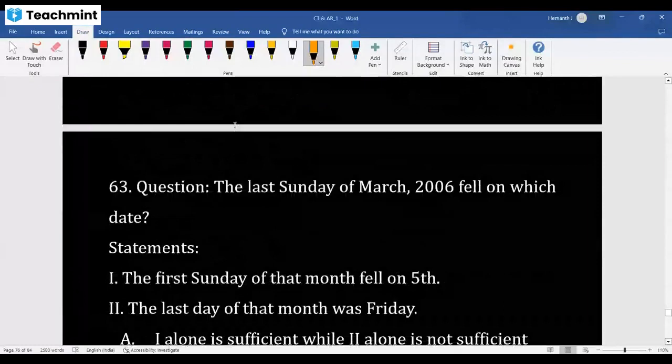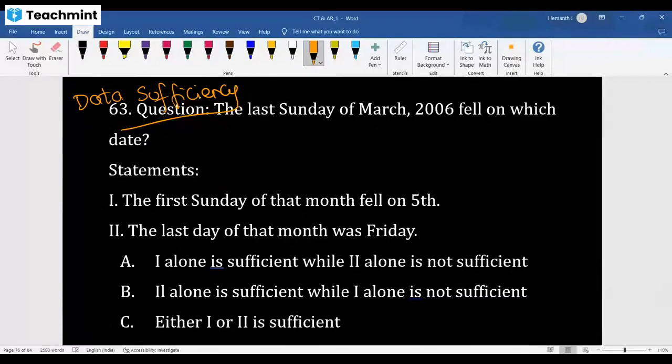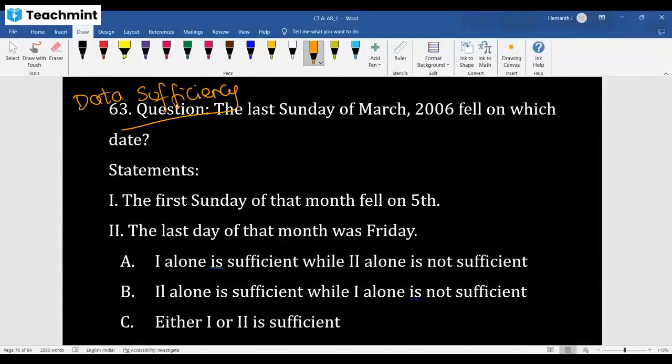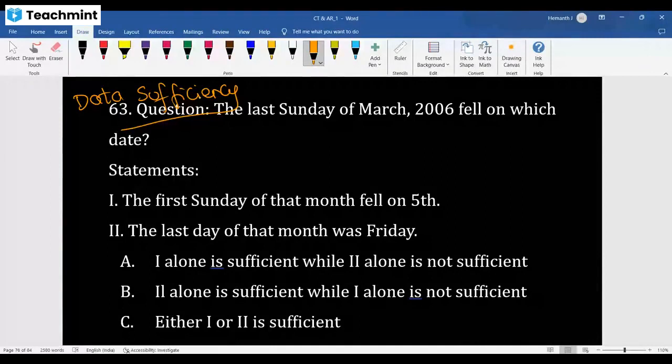Next one, data sufficiency. The last Sunday of March 2006 is on which date? Statement one: the first Sunday of that month fell on the 5th. Statement two: the last day of that month was Friday.